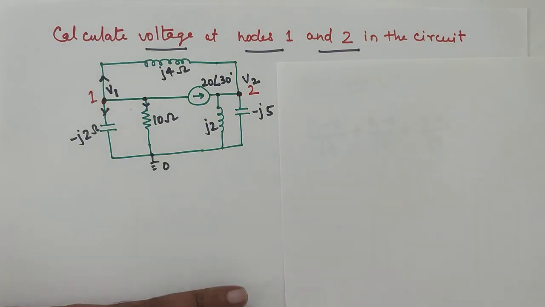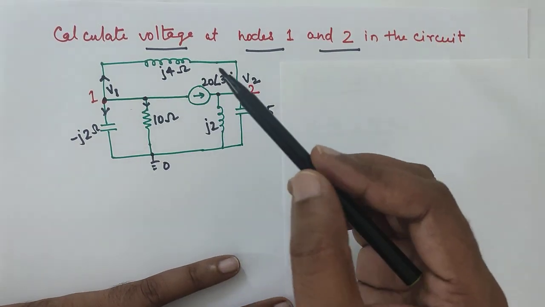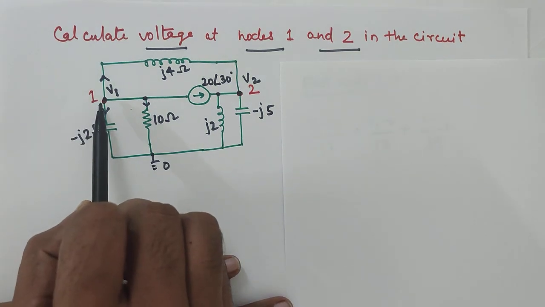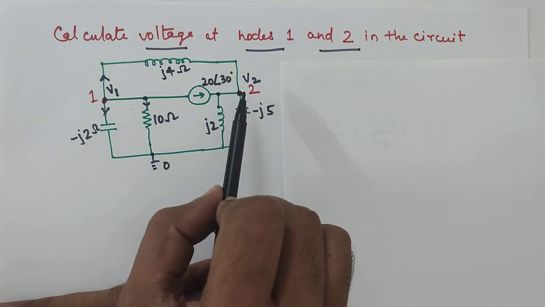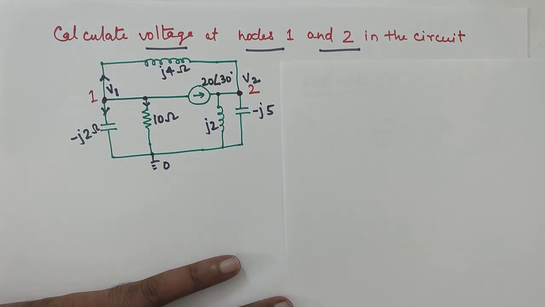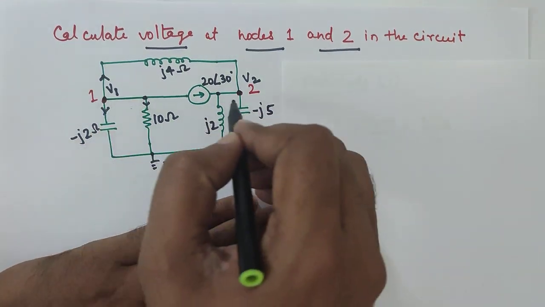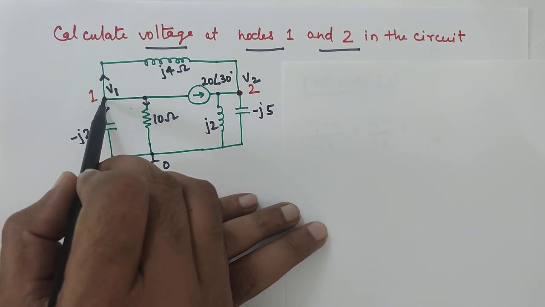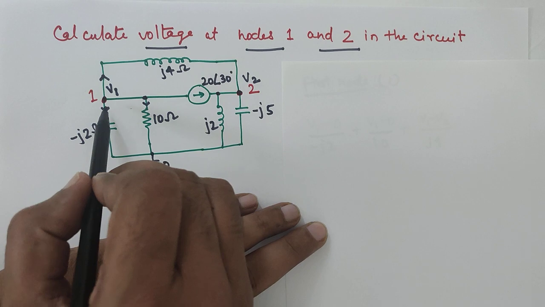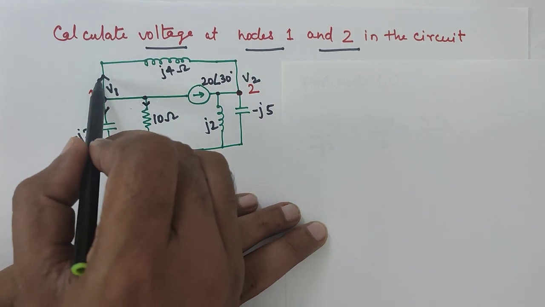In this video, I will be solving a problem based on nodal voltage analysis. In this question, we have to find out V1 and V2, which is nodal voltage at node 1 and node 2. So to do this, first of all, we have to write KCL for both the nodes. So if I say this is node 1 and node 2, and assume that direction of current is outgoing, this is also outgoing, this is also outgoing.